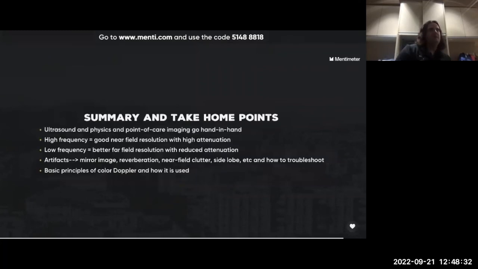So, summary take-home points. Ultrasound physics and point-of-care imaging go hand in hand. We talked a lot about frequencies, resolution and attenuation. We talked about different artifacts, like mirror image artifact, reverberation artifact and refraction artifacts. We also chatted about color Doppler, and aliasing in both regurgitation and obstruction.